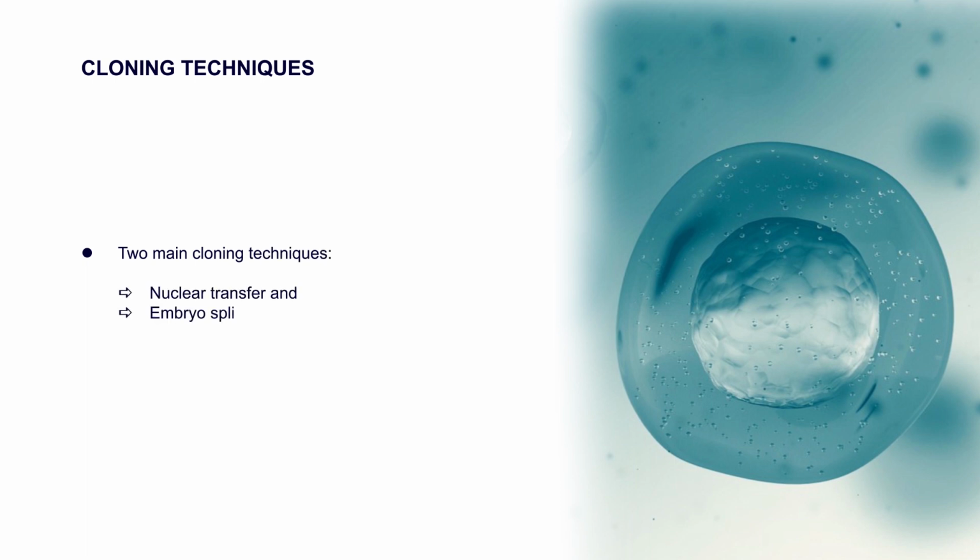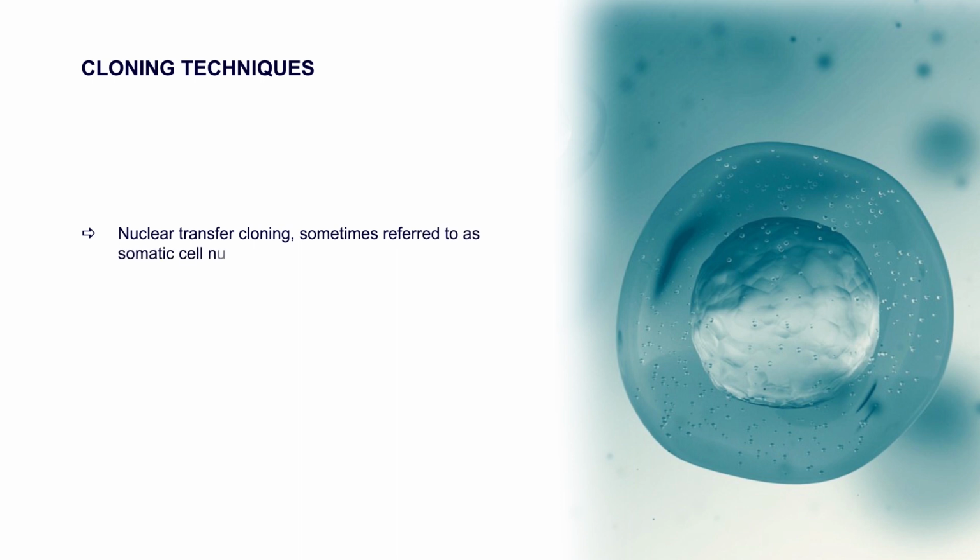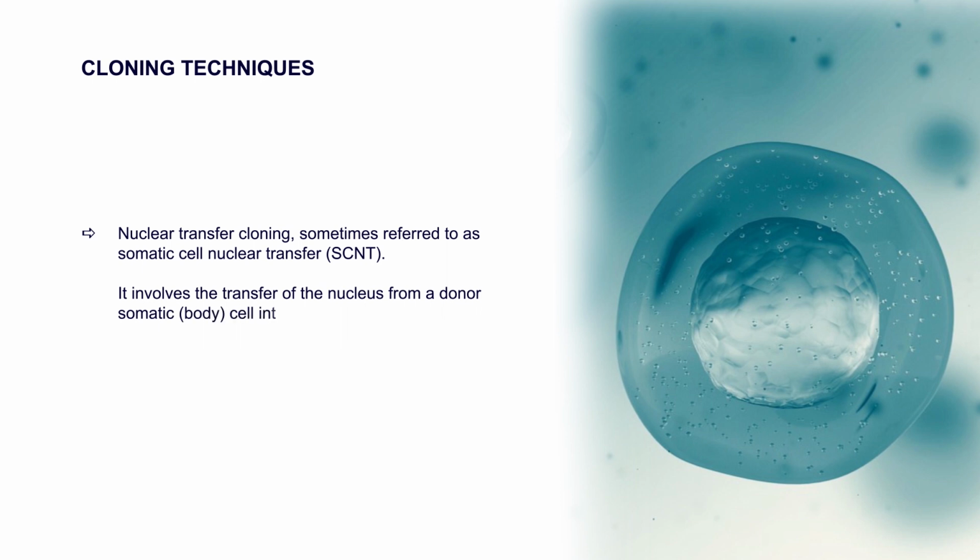Further, let us try to understand the different techniques that are used to perform cloning. Overall, two main cloning techniques are available. The first is known as nuclear transfer and the second is known as embryo splitting. Nuclear transfer cloning, sometimes referred to as somatic cell nuclear transfer, is a method used in both reproductive and therapeutic cloning. It involves the transfer of a nucleus from a donor somatic cell into an enucleated egg.